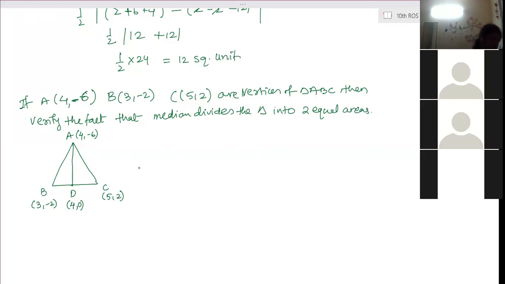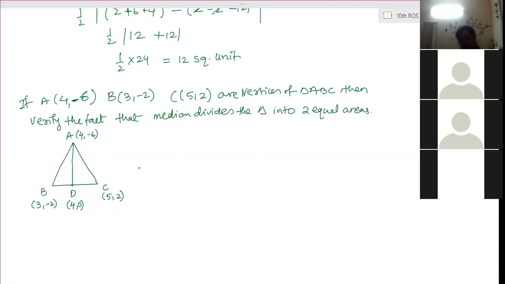Ma'am, which question is this? Is it from NCERT? No. This is from RD. Okay, ma'am. Ma'am, after that D, we have to calculate that. We have to prove that they have equal areas, no, ma'am. Yeah, find out the areas of ADB and ADC. We have to find the area, then prove, ma'am.